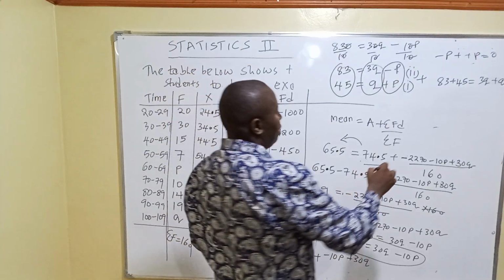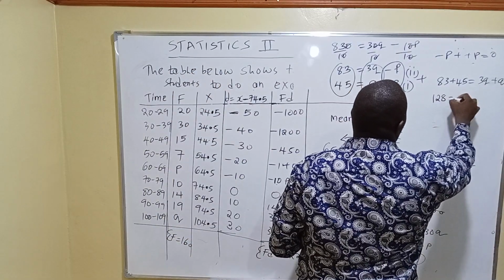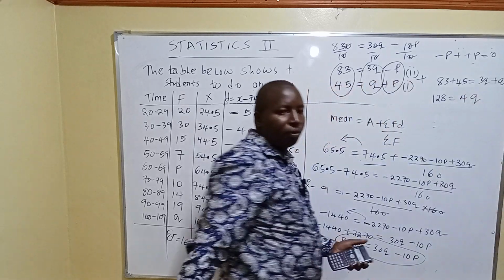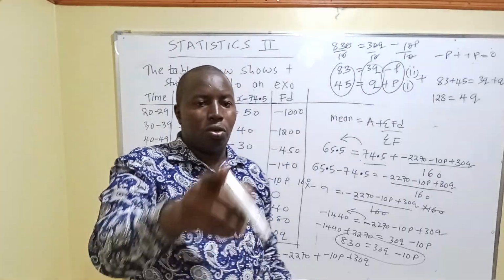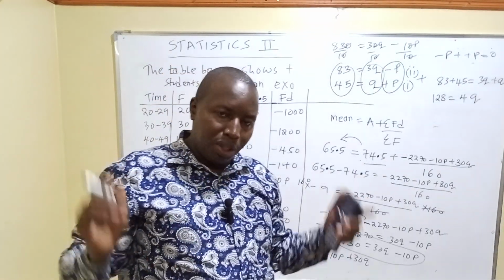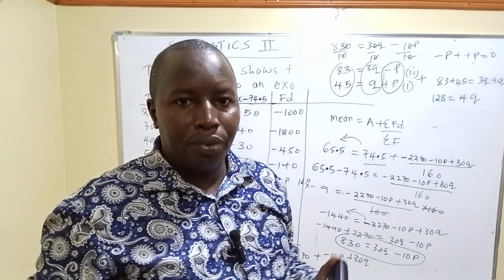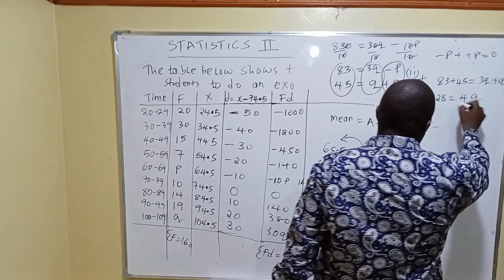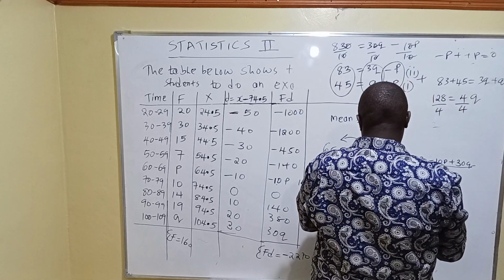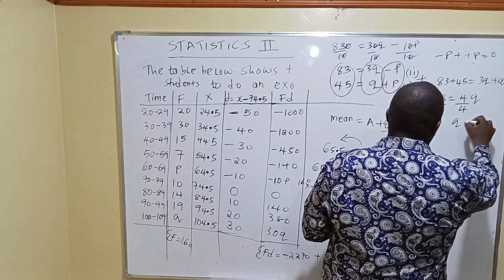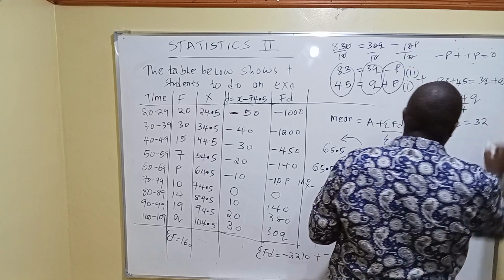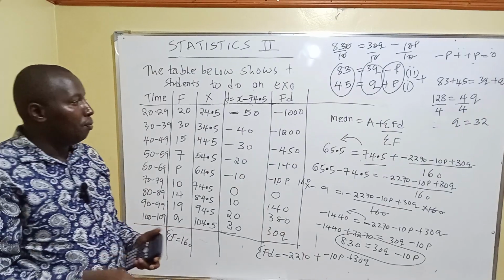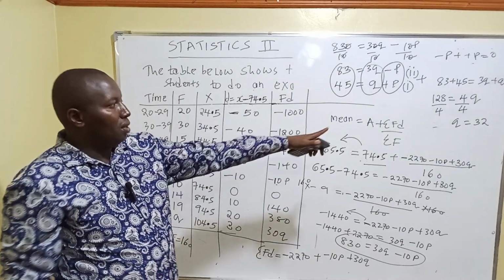That becomes 128. 128 is equal to 4q. So therefore, what is q? Divide by 4. 128 divided by 4 comes to q is equal to 32. Our value of q is equal to 32. So that's how we find the value of q.